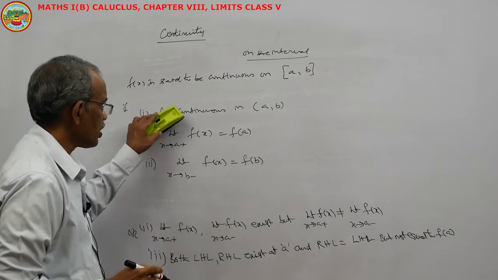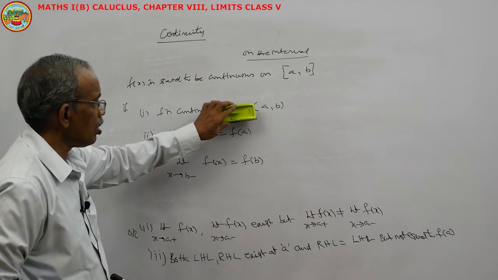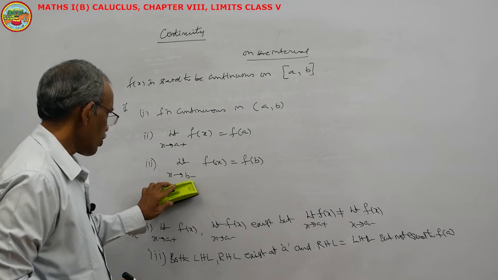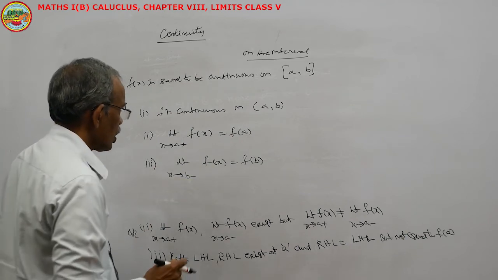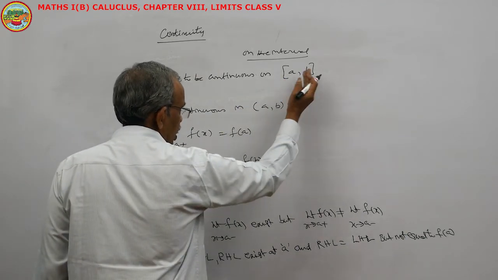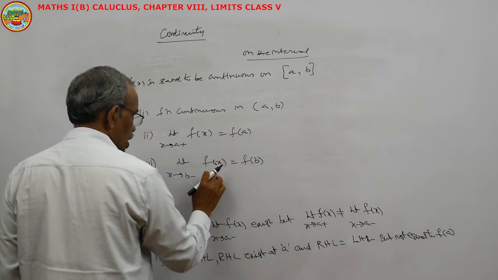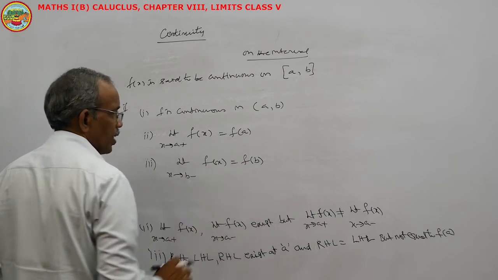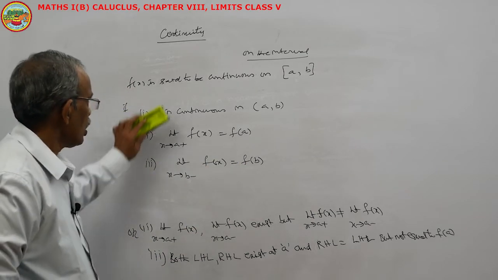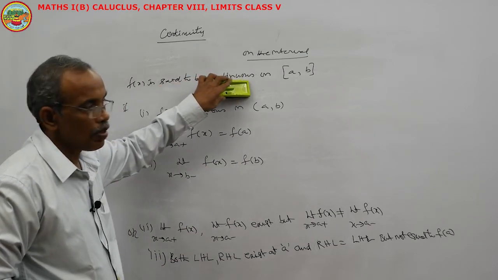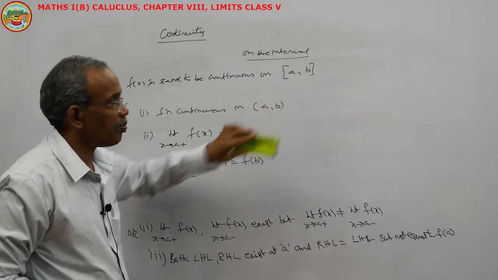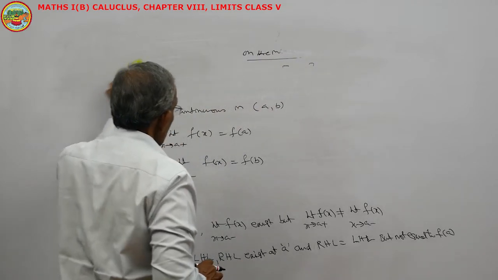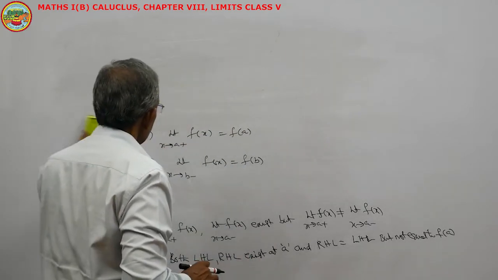If these three happen, that is, it is continuous in the open interval, and the right hand limit at a and left hand limit at b exist, the right hand limit at a, that is at a plus, and at b minus, should exist. It should be equal to f of a at a plus, and equal to f of b at b minus. If these three happen, we say that f is said to be continuous on the closed interval AB. Now we are going to discuss about the problems of continuity.